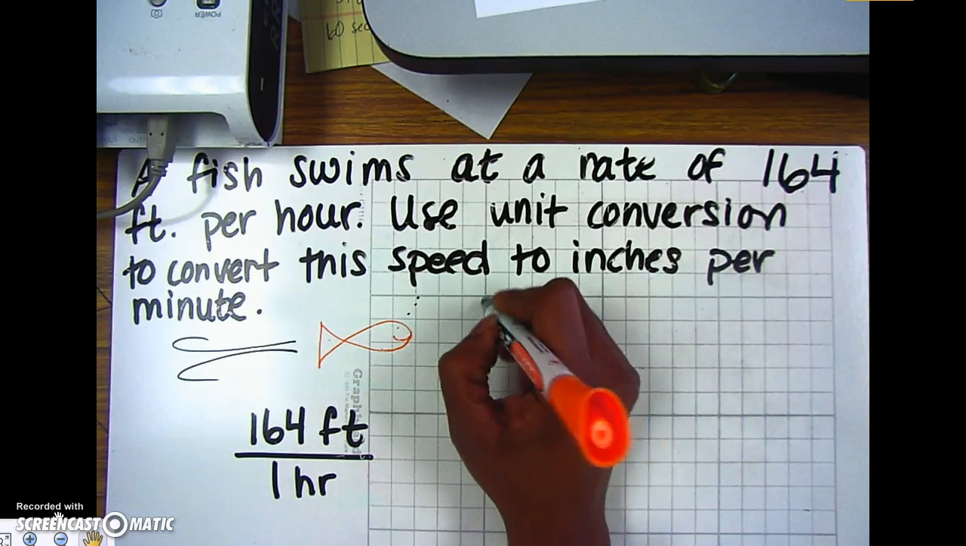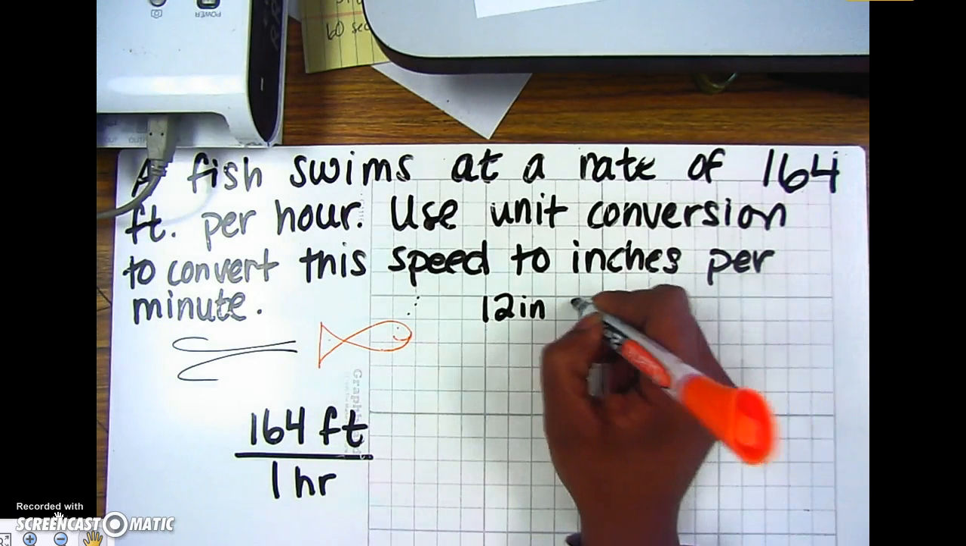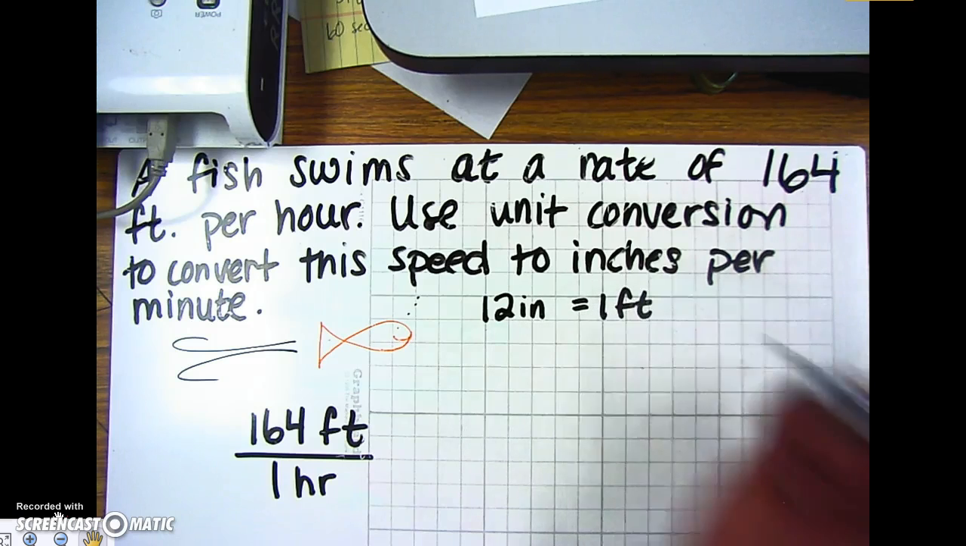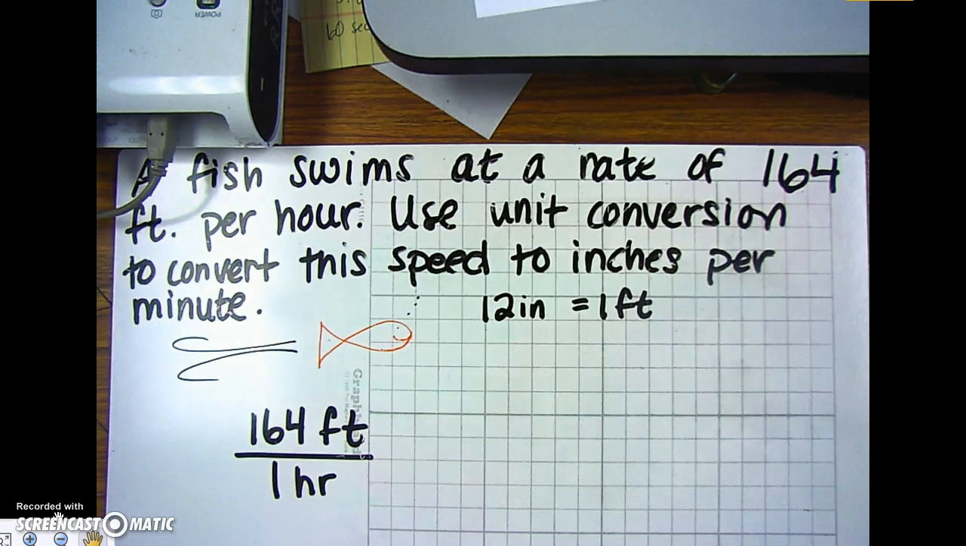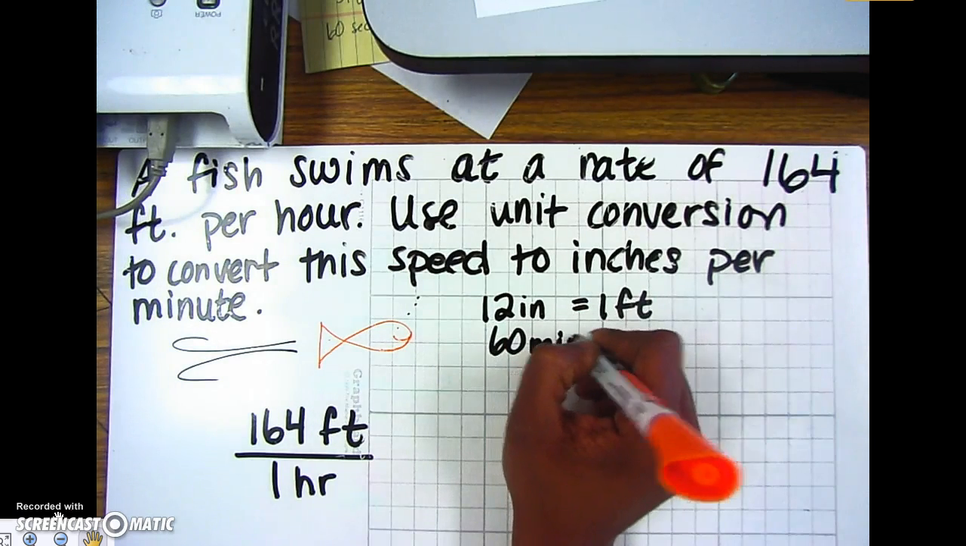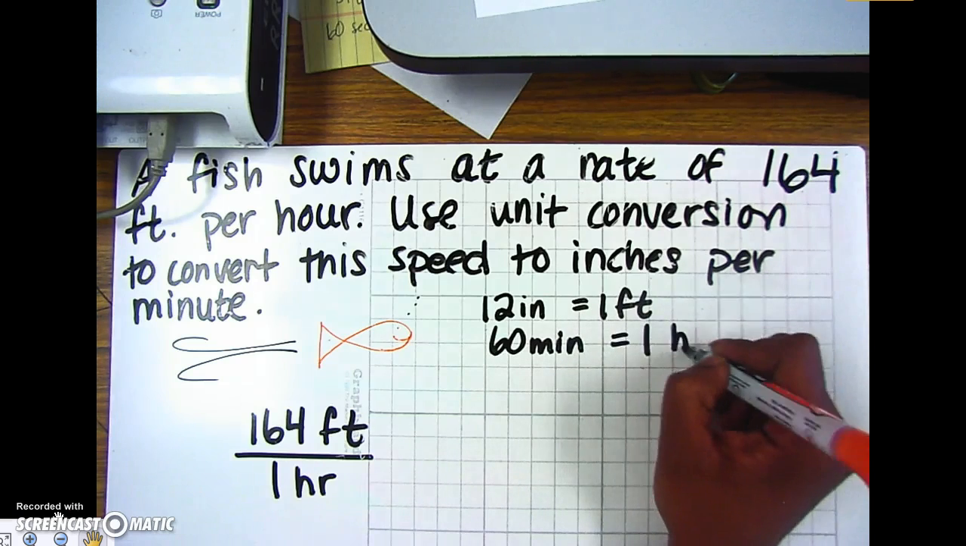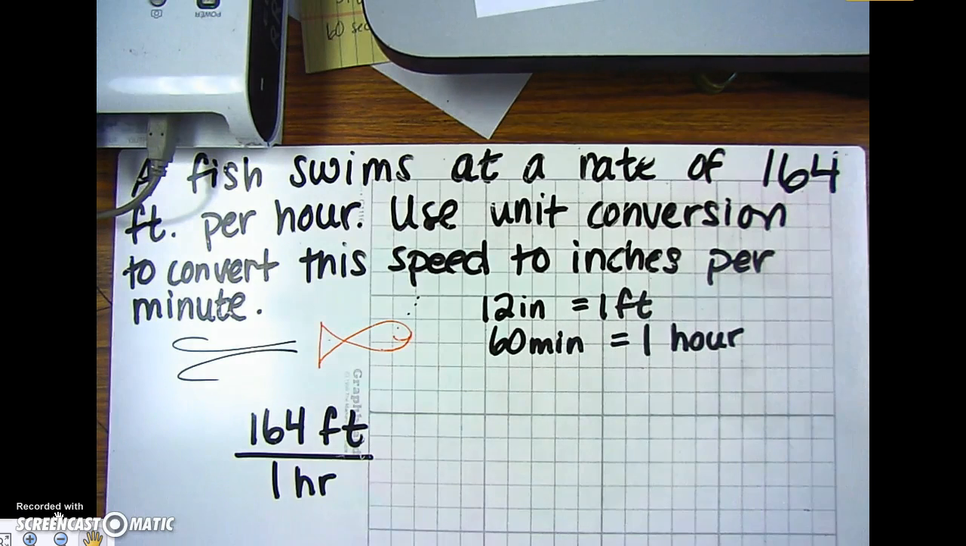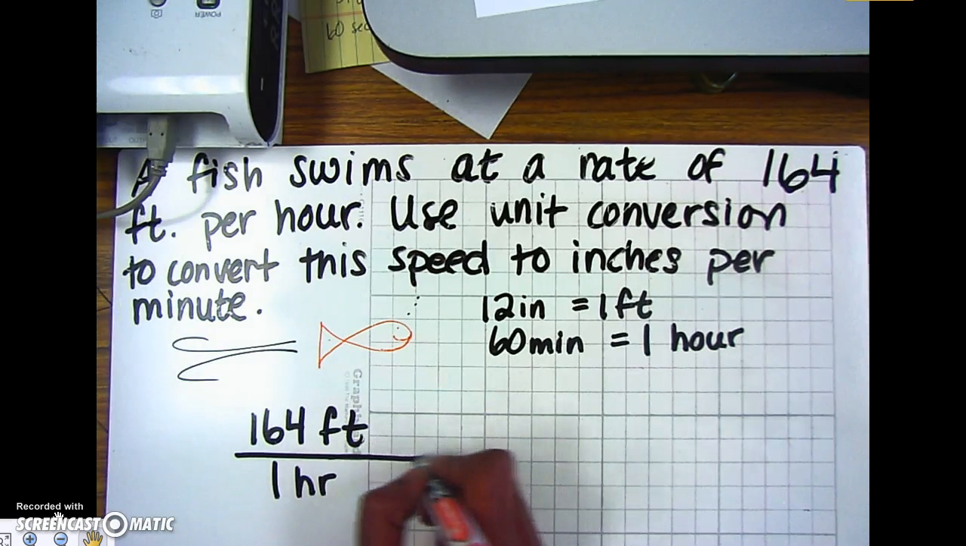Let's write down how many inches there are in 1 foot. There are 12 inches in 1 foot. Now, let's write down how many minutes are in 1 hour. There are 60 minutes in 1 hour. Because we have 2 conversions here, we're going to have a 2-step table, and this is how you fill out your table.